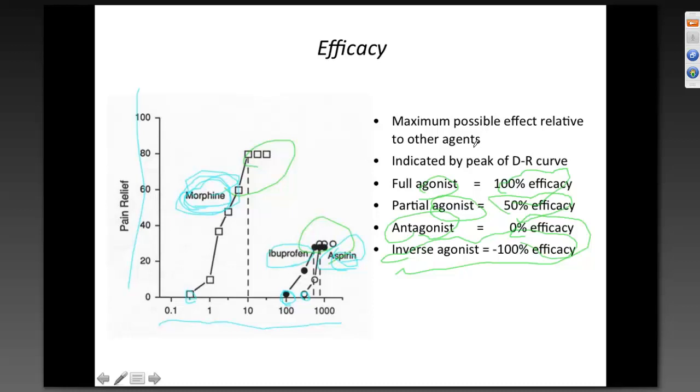Let me see, yeah, I can go into that now. I'm going to try to give you two examples: something that antagonizes and something that is an inverse agonist.